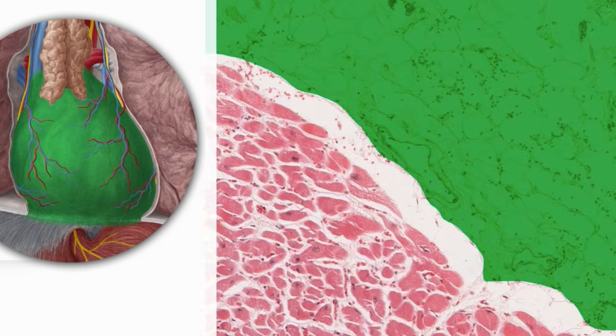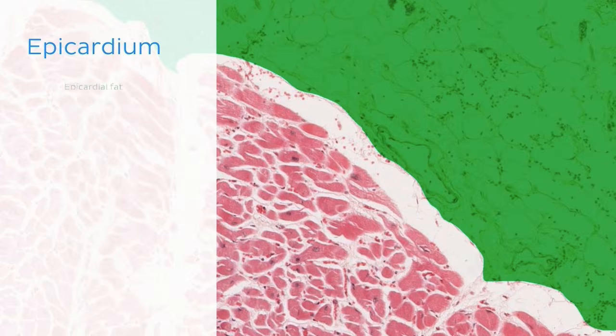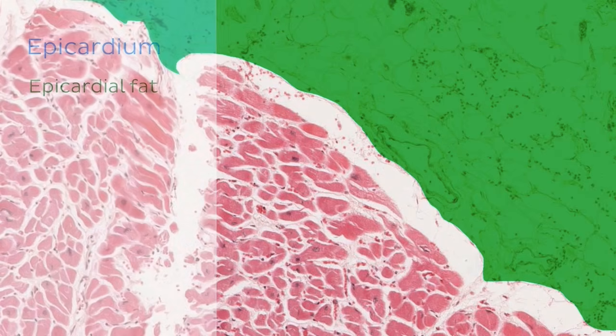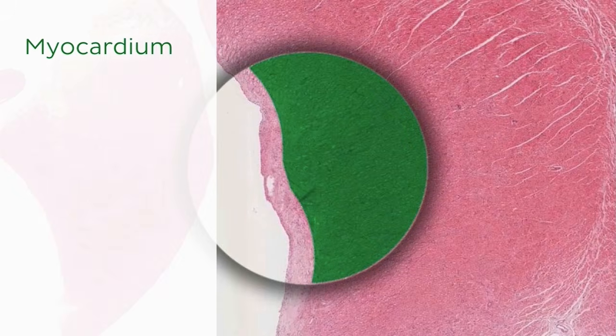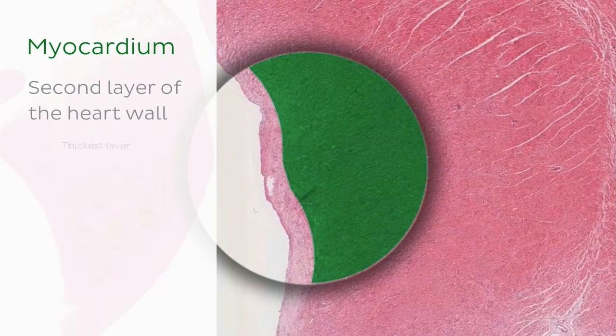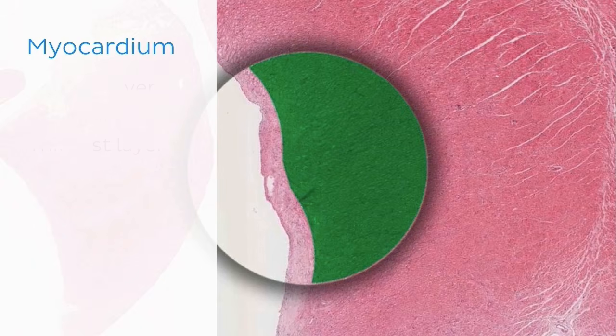Between the pericardium and the epicardium is a layer of fat or adipose tissue known as epicardial fat, seen here in this micrograph. On its inner surface, however, the epicardium is fused to the myocardium. The myocardium is the second layer of the heart wall. It's the thickest layer of the 3 layers of the heart and is made up of cardiac muscle, which we should now be getting familiar with.